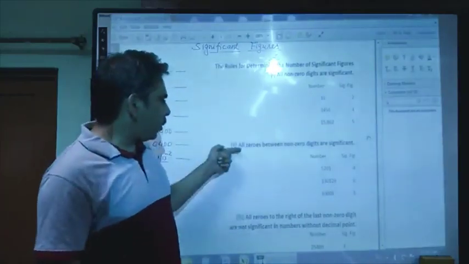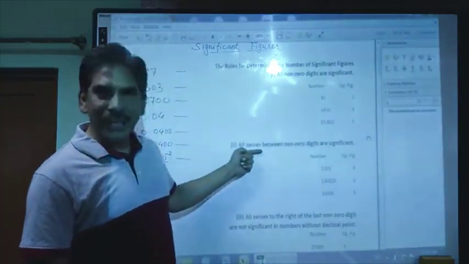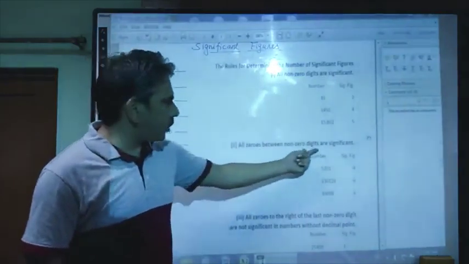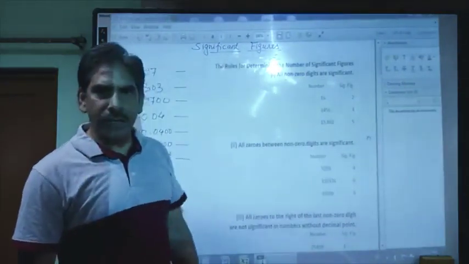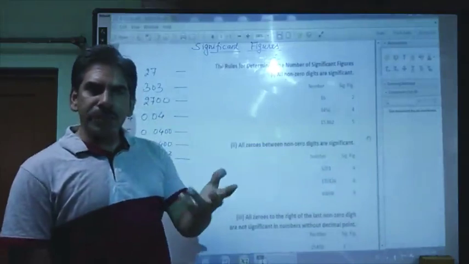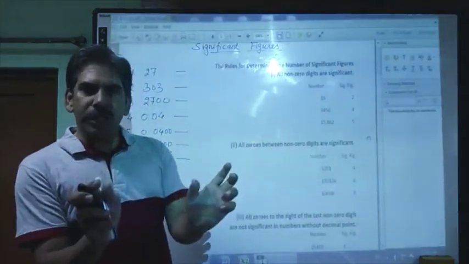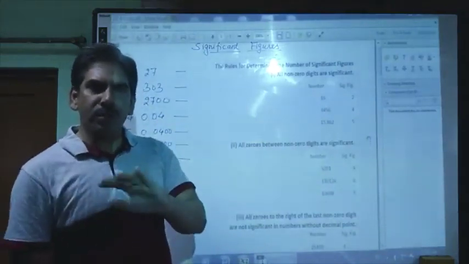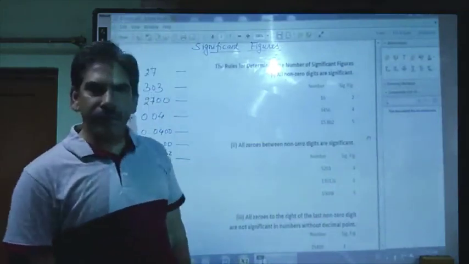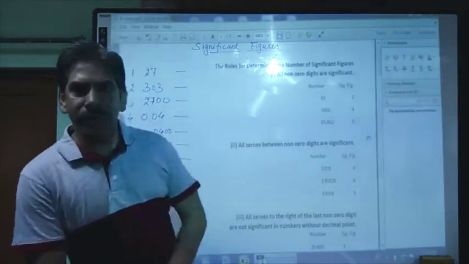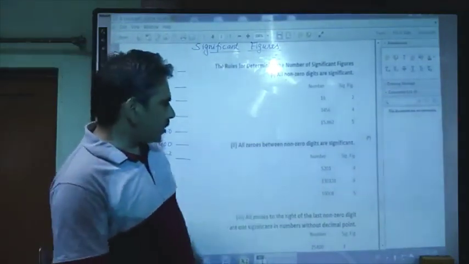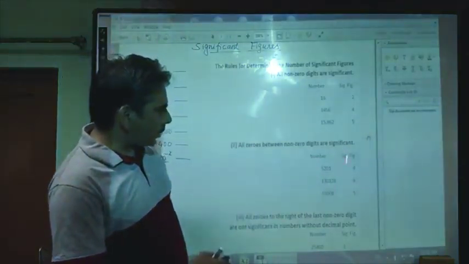The second rule is that all zeros which occur between non-zero digits are also significant figures. If there is any zero which comes in between non-zero digits, then that zero will also be counted as a significant figure. That will also hold a degree of certainty. I have taken some examples here. The numbers are here, significant figures are here.